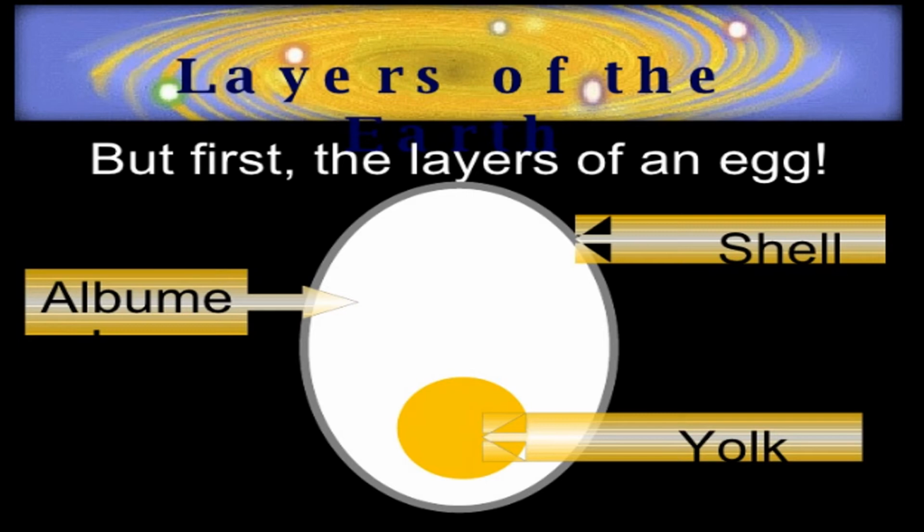And then comes the albumen. Albumen is the white part, जिसको हम उर्दू में क्या कहते हैं? सफेदी. Yes. The albumen is the white part, and the middle part, the yellow part of the egg, is called the yolk.